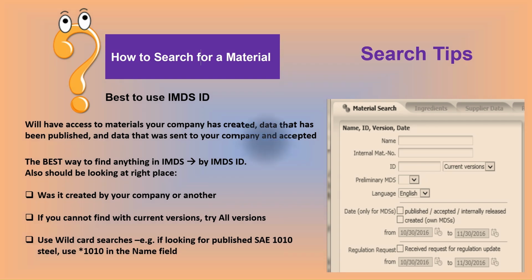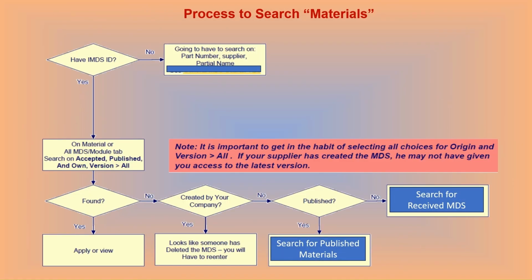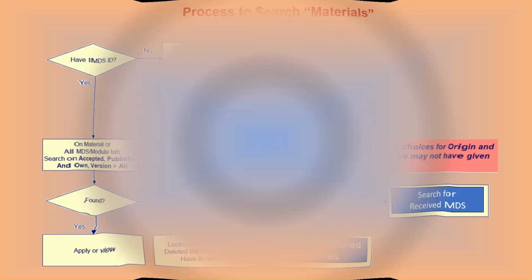A flowchart explaining the process of searching materials is displayed. This chart is self-explanatory, hence no need for any explanation. Better to establish a habit of selecting all choices for origin and versions as all for faster search. If the supplier has created the MDS, he may not have given you access to the latest version.